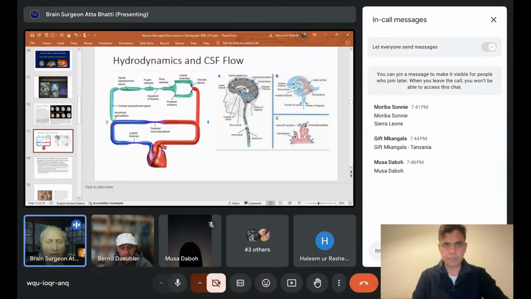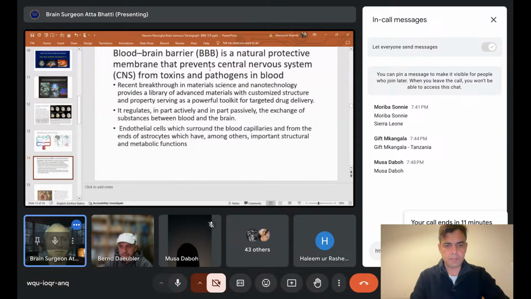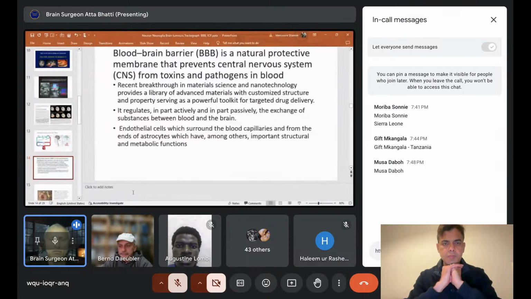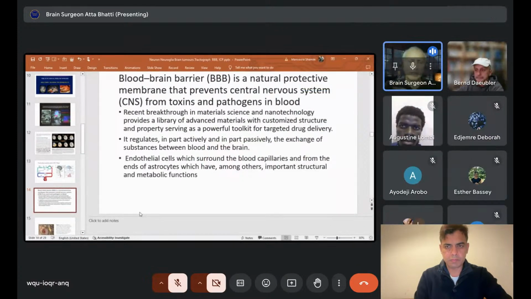The normal pressure is 5 to 15 millimeter of mercury in normal physiological conditions, right? So now comes the question: what is the blood-brain barrier? We saw how the axons make up the building of the nervous system, the different parts, and we also know that there are venous and arterial blood, but the blood does not flow inside this CSF directly.